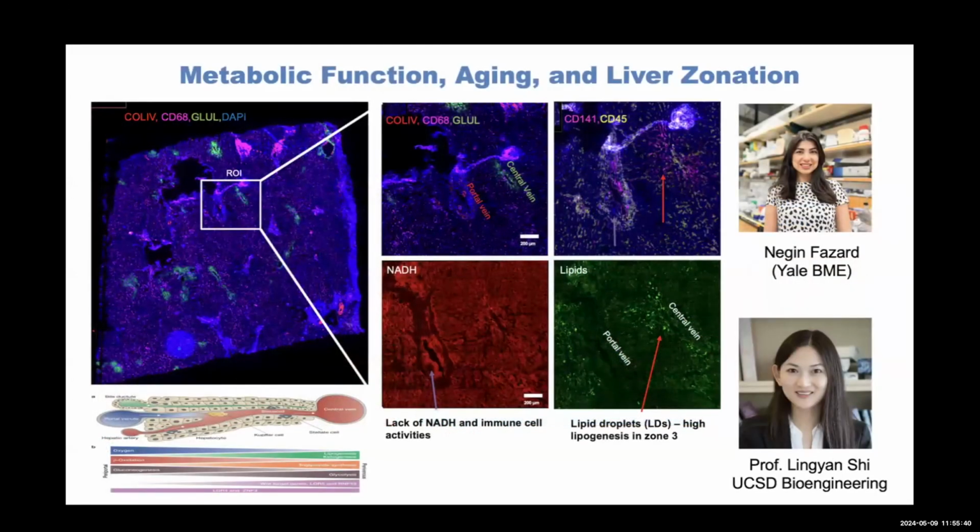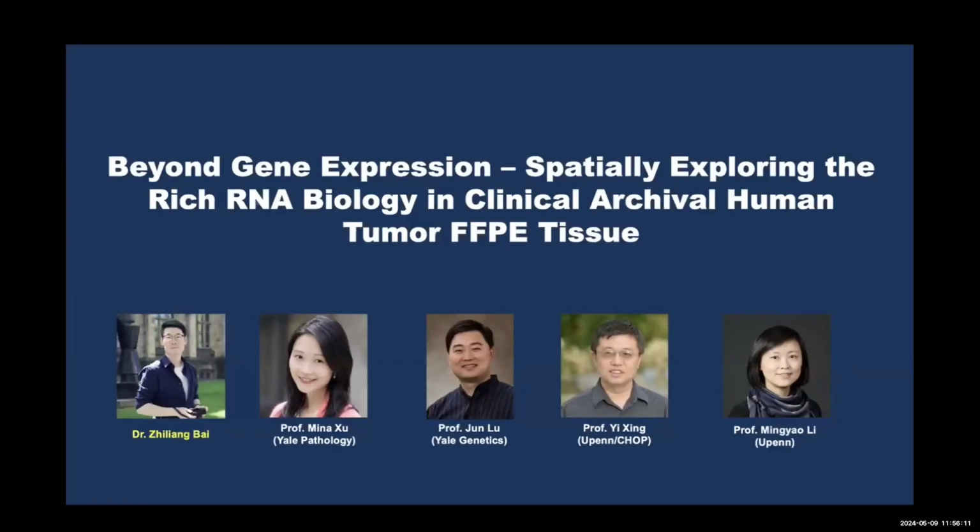This is another example. You can resolve this even in the same type of cell, hepatocytes, but in different zones of the human liver, all the way from the portal vein to the central vein. You can see the metabolic activity is slightly different from central to portal vein, and you can directly visualize it. For every single cell you also have high-plex immunofluorescent imaging and the whole transcriptome data. I think I'm running out of time.